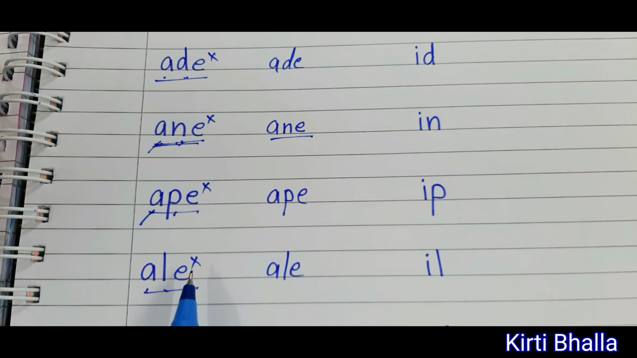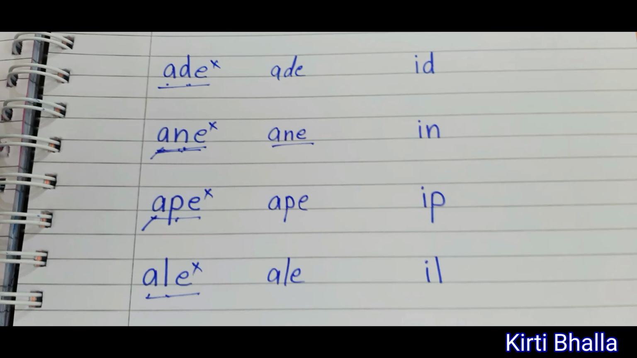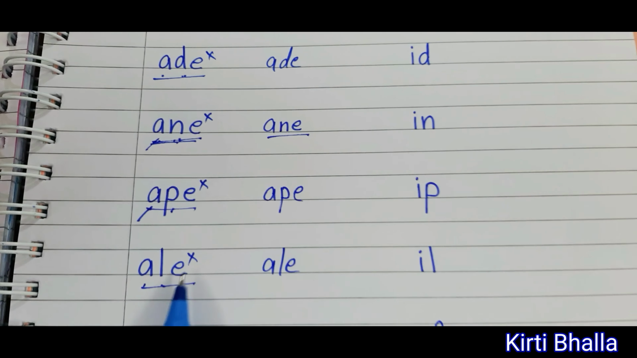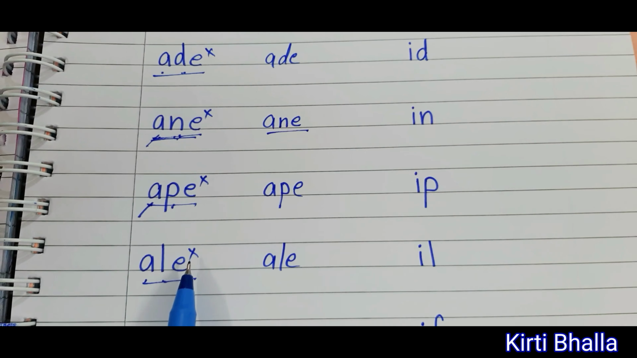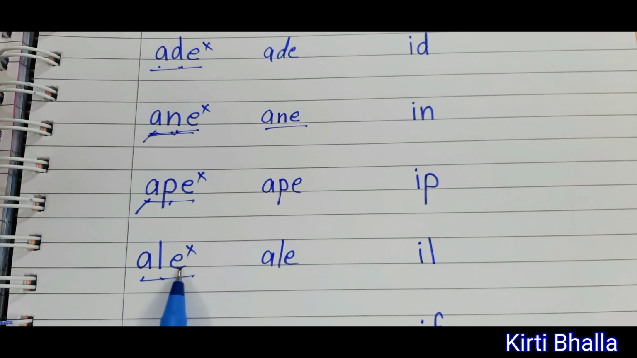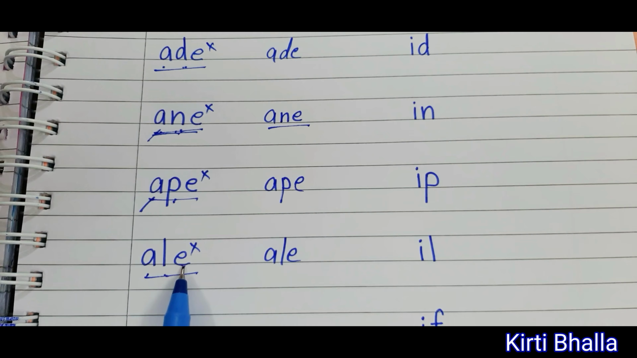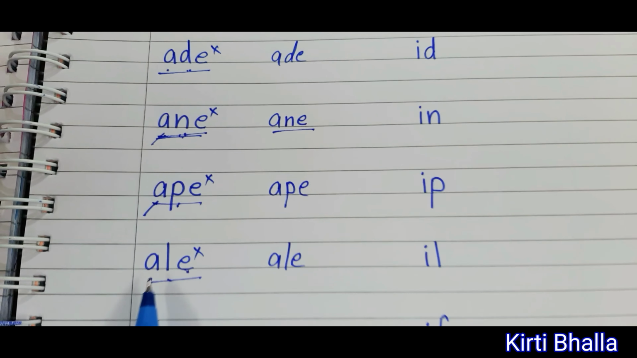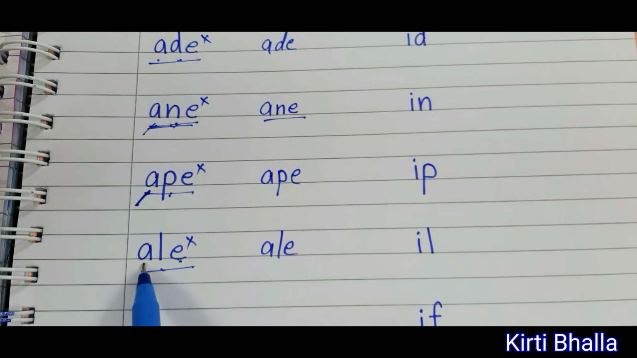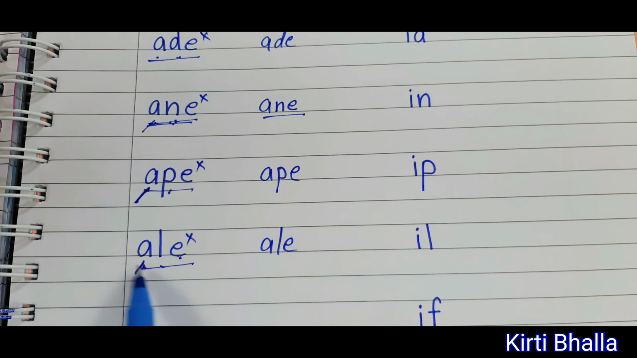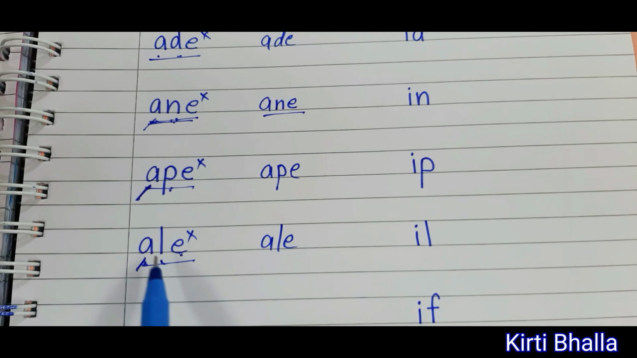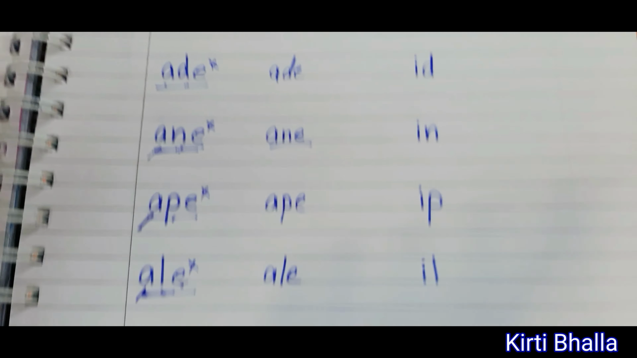Ale. Now you don't have to put these crosses here the way I have put these crosses on letter E. It is just to tell you that this letter E will have no sound. We will not sound this letter E, and this, the friend of letter E, we will speak its name, and the next letter which is not the friend, we will say its sound.